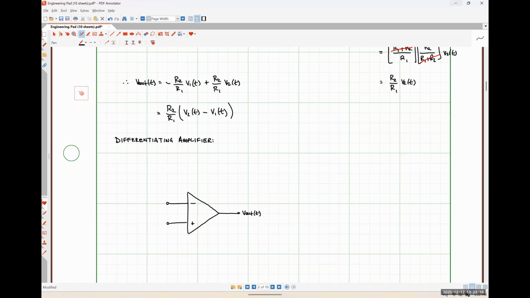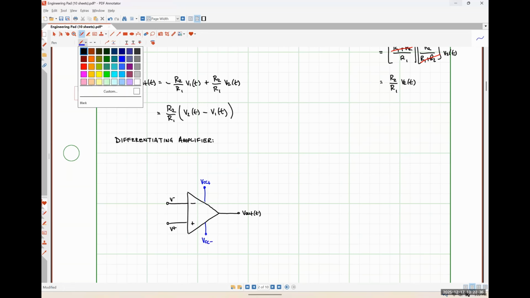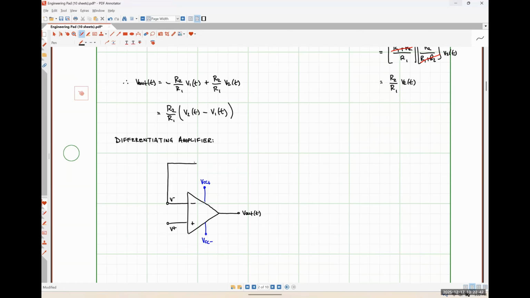All right, so let me label my terminals here. So this will be V minus, V plus, VCC plus, VCC minus. So my feedback path for this amplifier is going to be established by a resistor. So I'm going to call that R sub F. And I'm going to replace that resistor R1 that we saw with our inverting amplifier with some capacitance C.